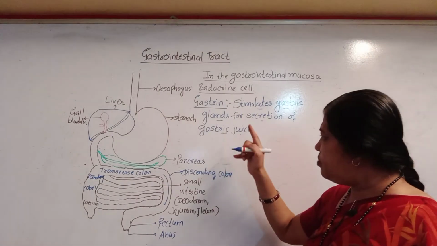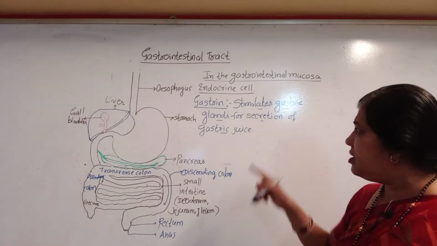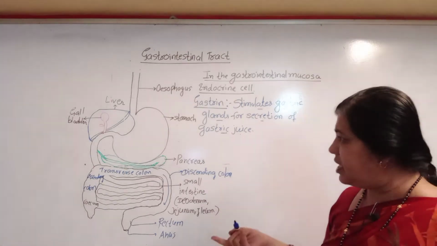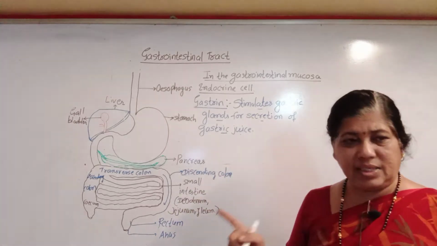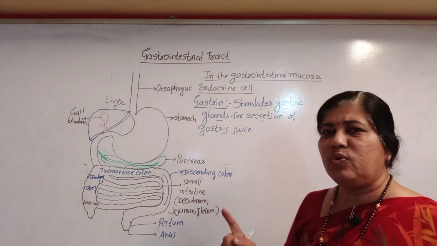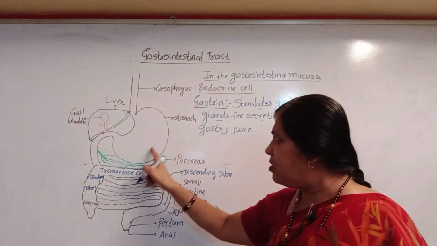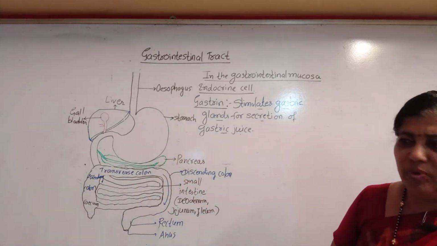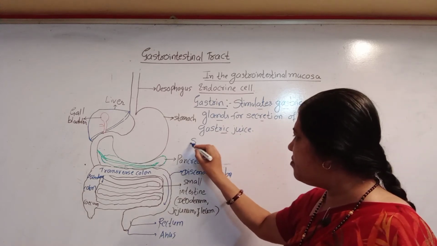So gastric juice plays an important role in digestion. Gastric juice also plays an important role in sterilization, because it contains hydrochloric acid. It also contains mucus. Mucus prevents the wall of the stomach from the effect of HCl. Then another hormone is secretin.